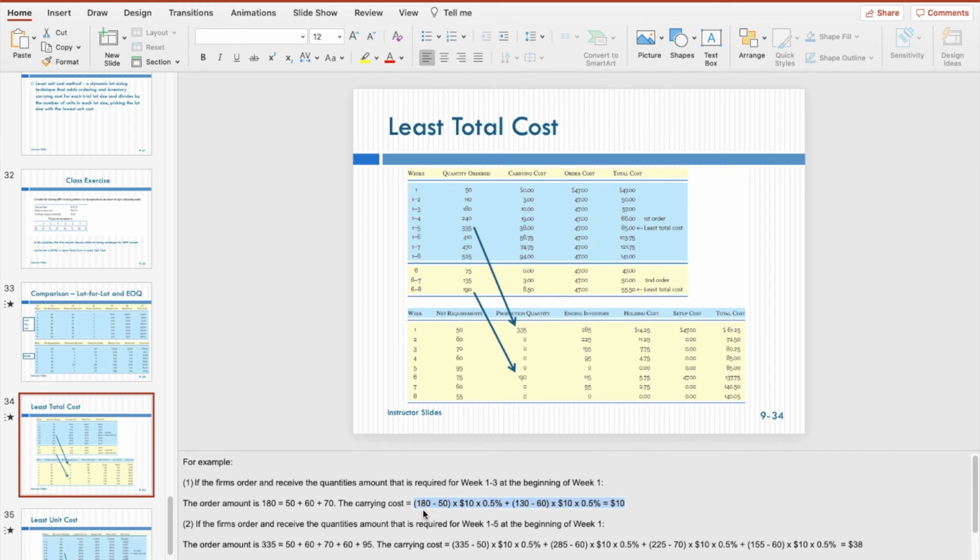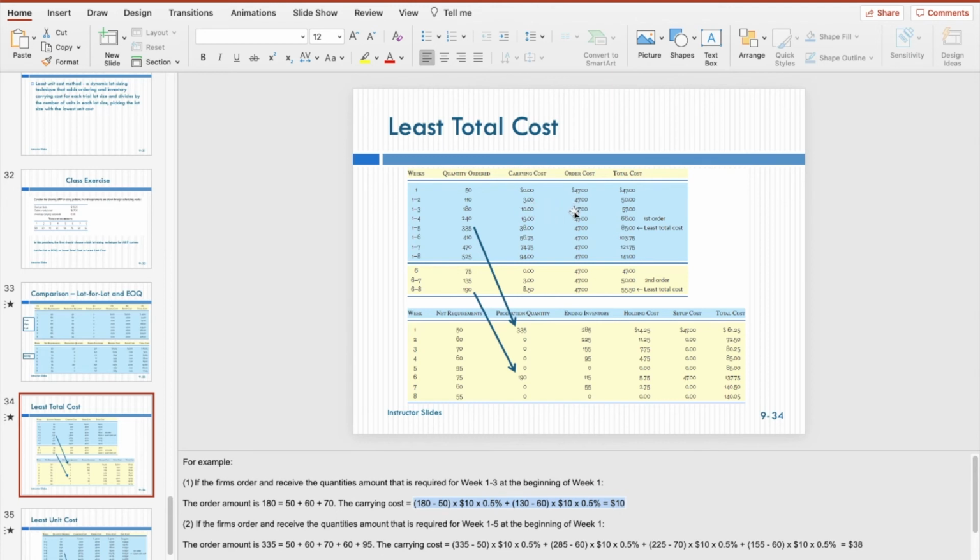Again, at the end of week 1, you need to keep this 130. That's why this is the corresponding holding cost. At the end of week 2, you also need to keep this 70 amount. That's why you need to incur the corresponding inventory cost. That's why in total it will be $10. That's basically the thing showing here.